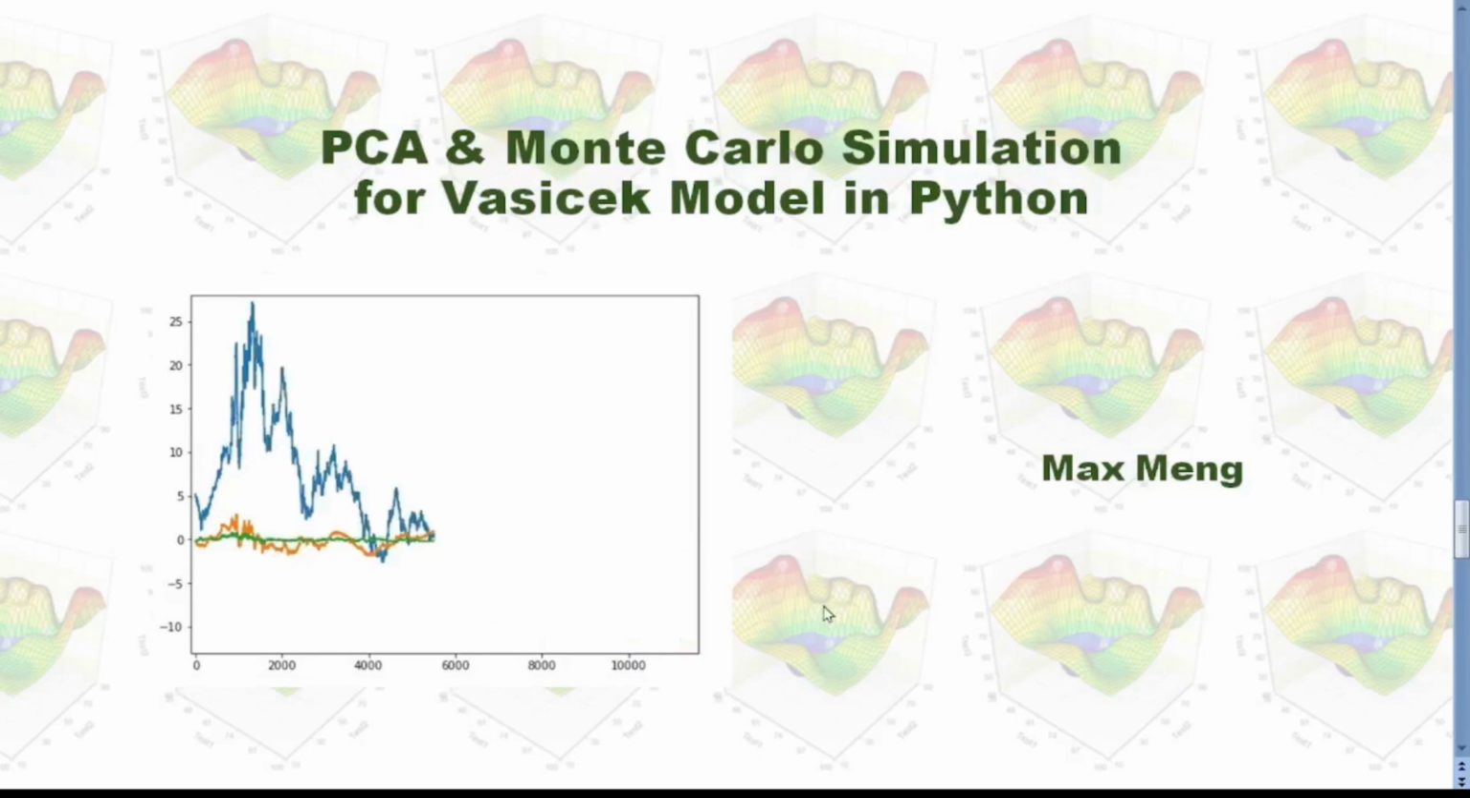This is how you can perform principal component analysis on your interest rate model, and how you can run Monte Carlo simulation for the Vasicek model in Python.